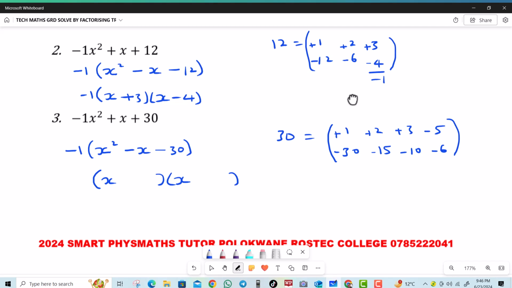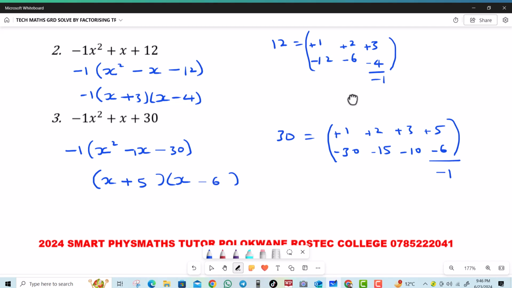Now when you add these factors, you can see that 5 plus negative 6 gives us negative 1, okay. If you check a middle term, it's negative 1, which means that in this case, we're going to have what? We're going to have x plus 5, okay, x plus 5, and then also x minus 6, okay. So this is our answer here.